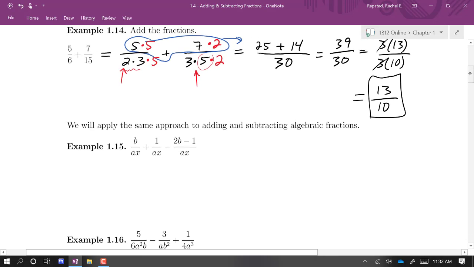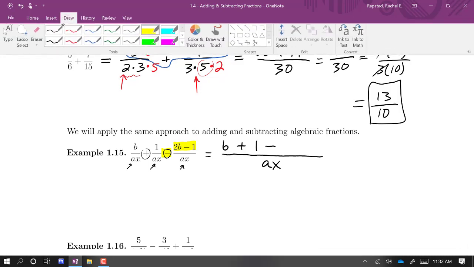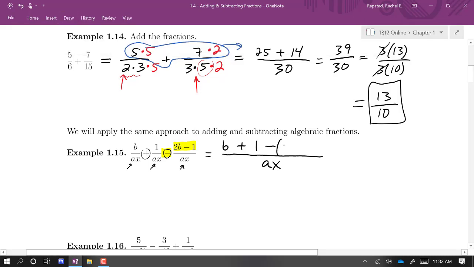Alright, so let's see this at work with algebraic fractions. In example 115, our denominators are already the same, so we don't have to worry about getting a common denominator. We're just going to bring that common denominator over and then do these operations on the numerator. So I've got b plus 1 and then minus. Now be careful here. I'm subtracting that whole numerator, so I'm going to put it in parentheses.